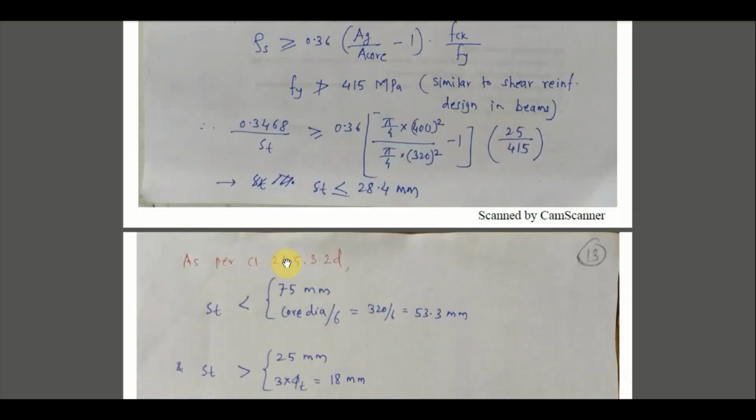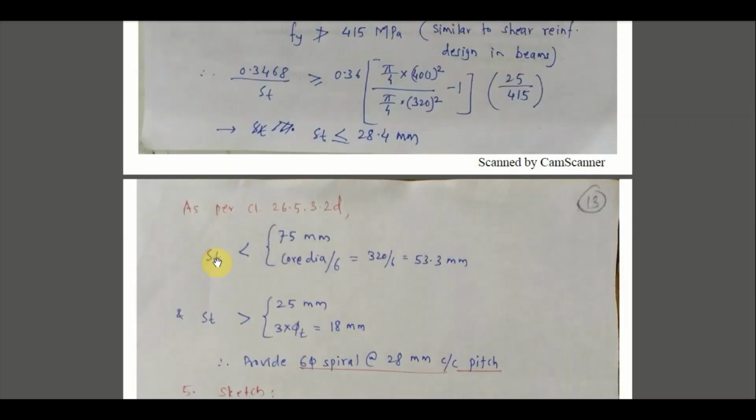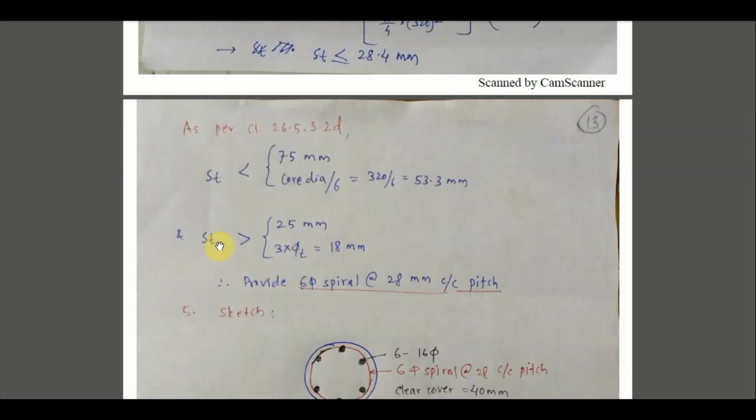Then we have seen the clauses for maximum pitch and minimum pitch. So maximum pitch is 75 mm or core diameter upon 6, which is 53.3. Minimum pitch is 25 mm or 3 times the tie diameter, that is 6 times 3, 18 mm. So out of these three, 28 round figure we can provide as the pitch.